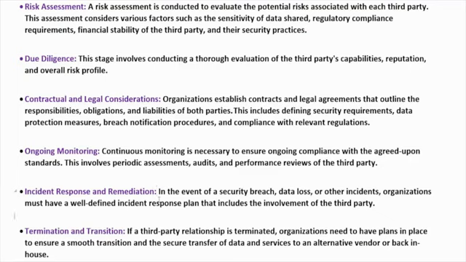In our example of a bank, if the bank decides to switch to another payment processing company or bring the processing in house, they must have a plan in place to ensure a smooth transition. It includes securely transferring customer data, coordinating the transition period, and ensuring continuity of service for customers. So by following this third party risk management framework, the bank can effectively identify, assess, and mitigate the risk associated with its relationship with the payment processing company, and also ensure the security and integrity of customer transactions.